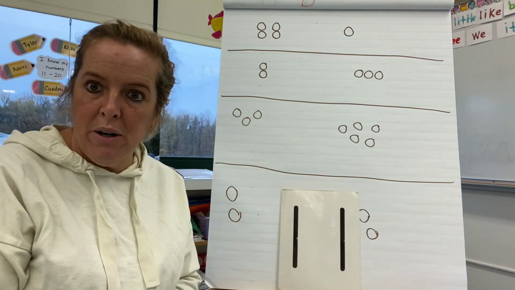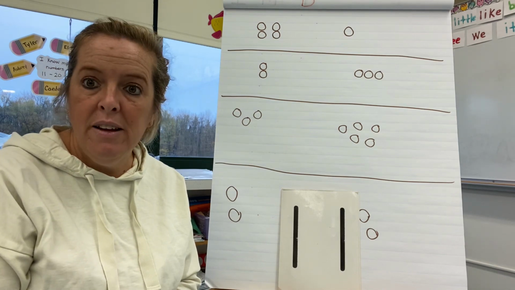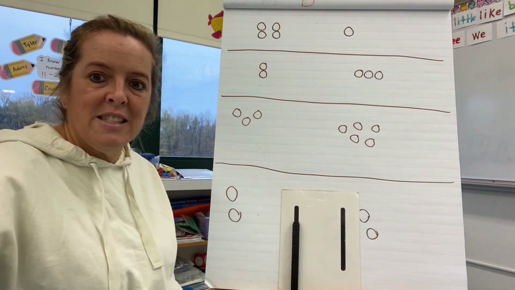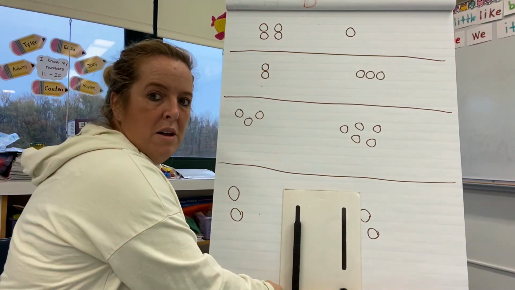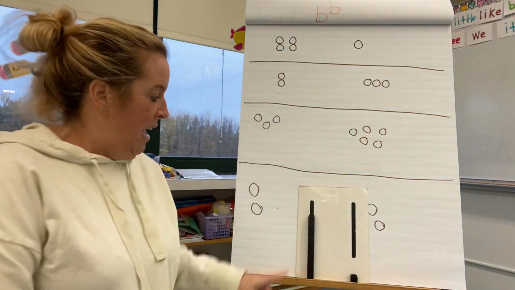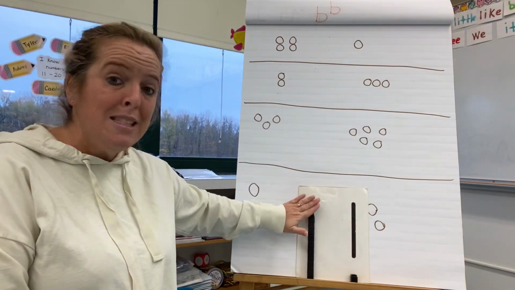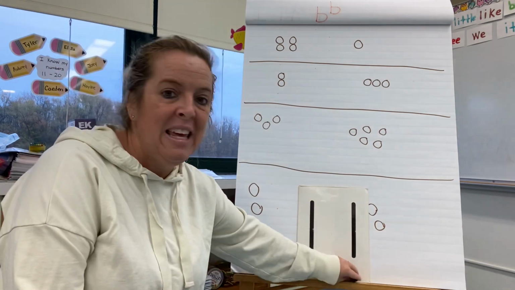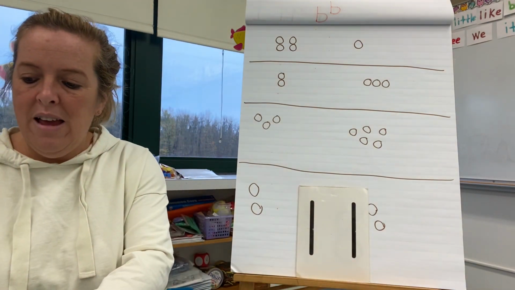Well, first of all, what number is it? 11. So it means I have a 1. And look at this, 1 more. Look at that. It's a 1 and 1 more, because this means 10. So it's a 10 and 1 more. This is 11. All right.